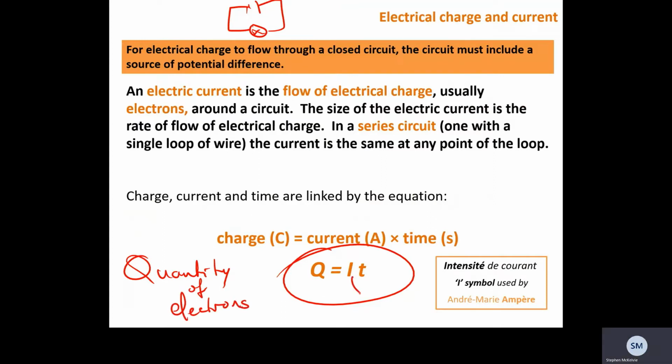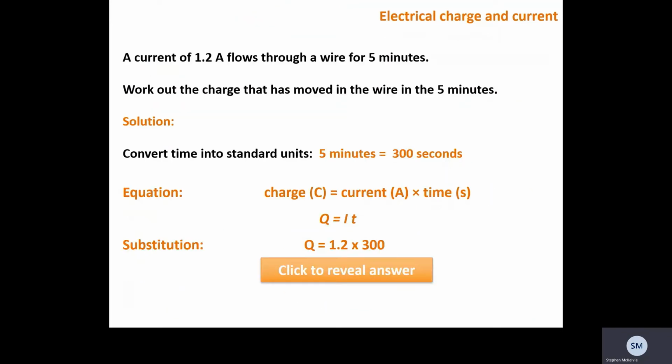And the symbol for current is I because it stands for intensité du courant. André-Marie Ampère was the chap who discovered current, and he used I as the symbol to symbolize the intensity of the current, the rate that the current is moving. If current goes up, if I increases, it's got a more intense rate of flow. If I decreases, then it has a less intense rate of flow.